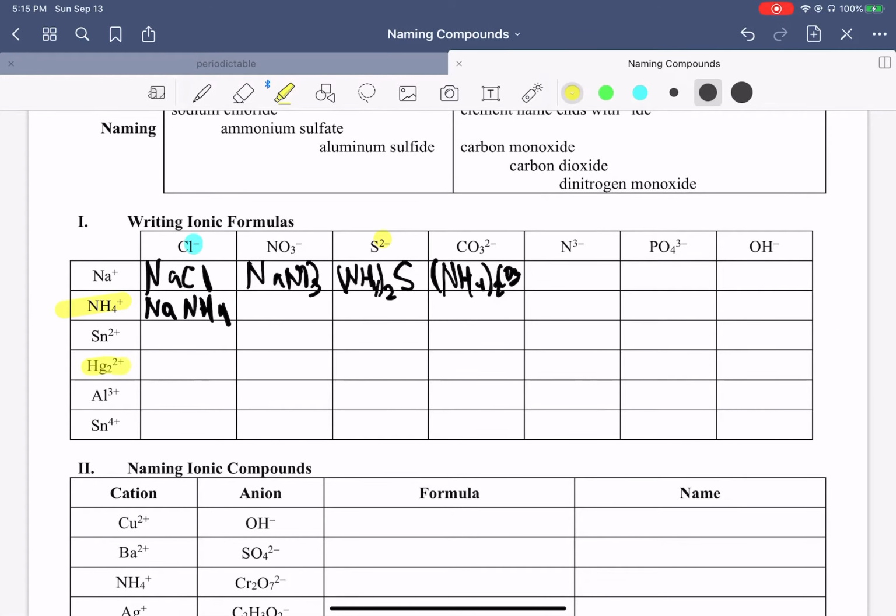Now, moving down here to this one, Hg2 + 2, this is mercury. What we're going to do is the mercury nitride. I'll write it right here, Hg + 2 and N + 3. We crisscross that, so that should be Hg3N2. I got to check this one. I think that 2 right there is a typo. Okay.